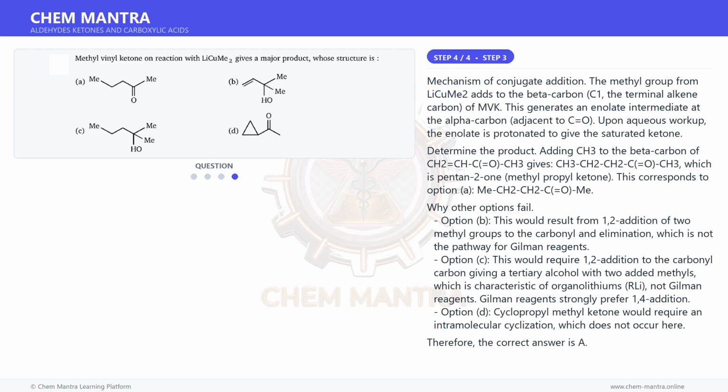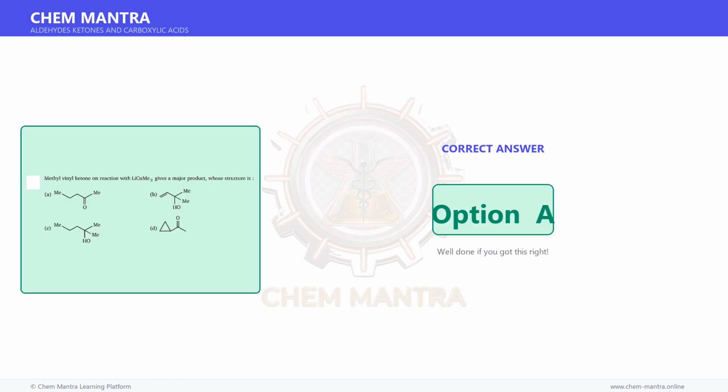Option D. Cyclopropyl methyl ketone would require an intramolecular cyclization, which does not occur here. Therefore, the correct answer is A. Therefore, the correct answer is option A.